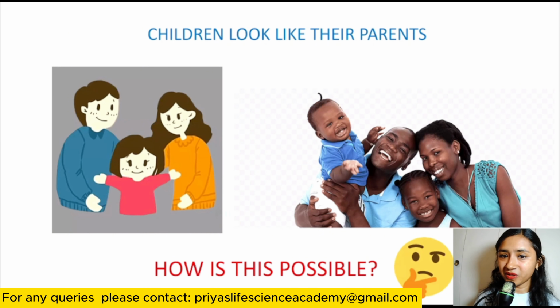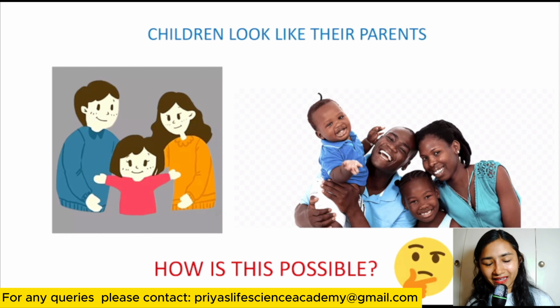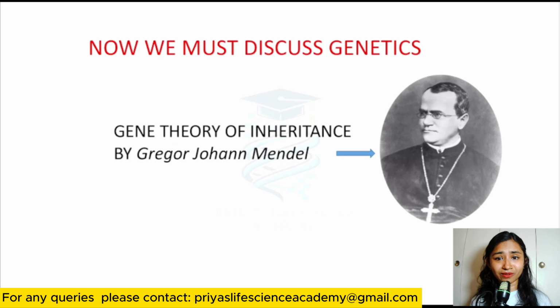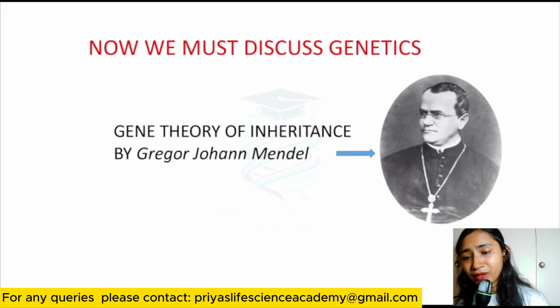Okay. In the previous class, we already discussed why we look like our parents and how this is possible. We got some ideas that we look like our parents because of the genes. And in today's class, I want you to know how this discovery came in our subject, how children look like their parents. How is this possible? The answer was dug out by none other than Gregor Mendel. He studied the gene theory of inheritance. Okay, that is why he is so important to us.